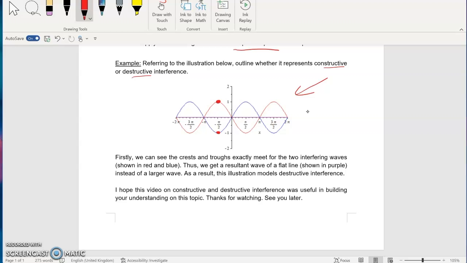Thus, we get a resultant wave of a flat line shown in purple, so right about here, right here on the axis, that's the flat line in purple. And it's much lower in amplitude, basically cancels out the amplitude, therefore we get that instead of a larger wave. As a result, this illustration models destructive interference, which is the answer.